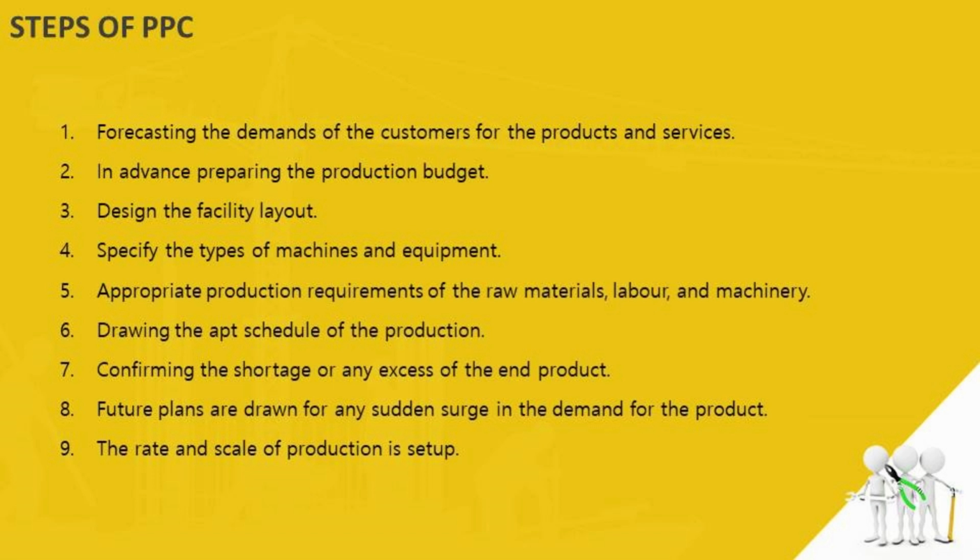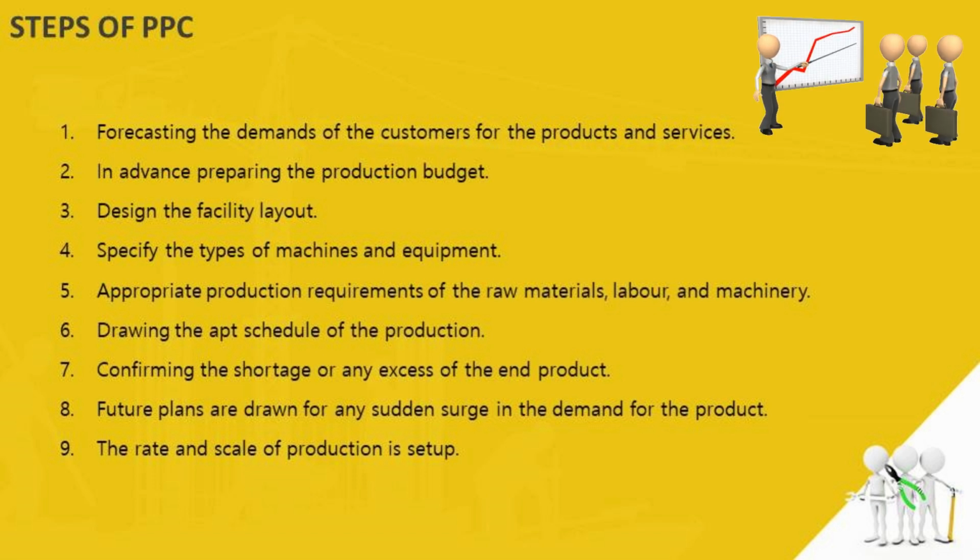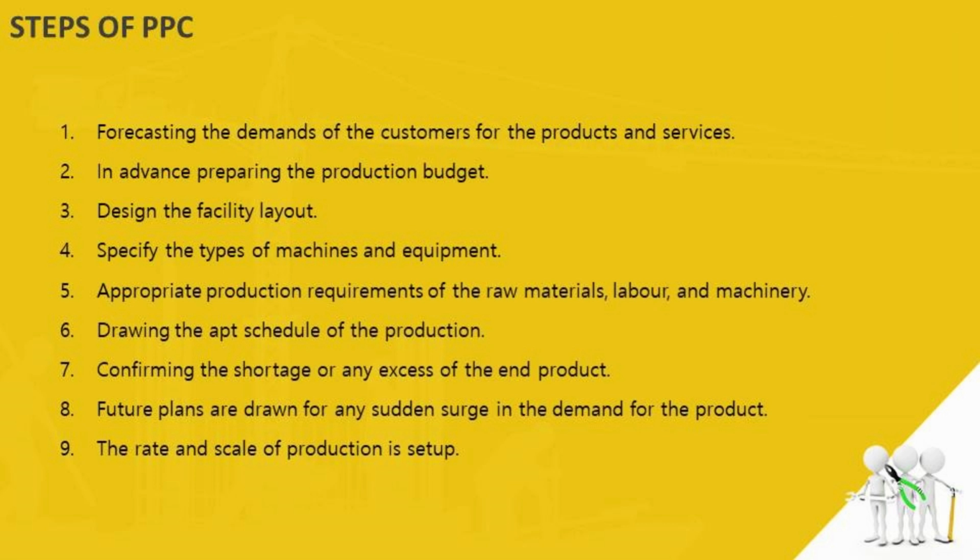In general, production planning control consists of several steps. The first step being the forecasting of the demand of the customers for the product and the services. The next step is the advanced preparing of the production budget. Then comes the design of the factory or the facility layout. The fourth step is the specification of the types of machines and the equipment.